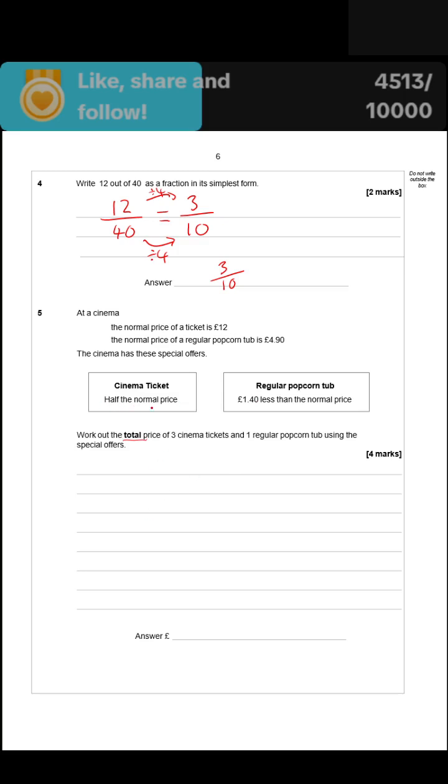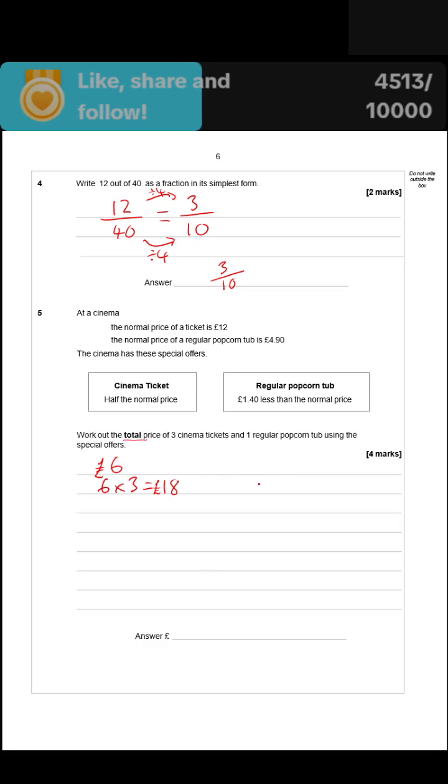So it says half the normal price. The normal price is £12. So we half that, and that gives you £6. So that's the cost of 1 cinema ticket. And then we have 3 of those tickets. So do 6 times by 3, and that gives you £18. So we've worked out the cinema ticket.